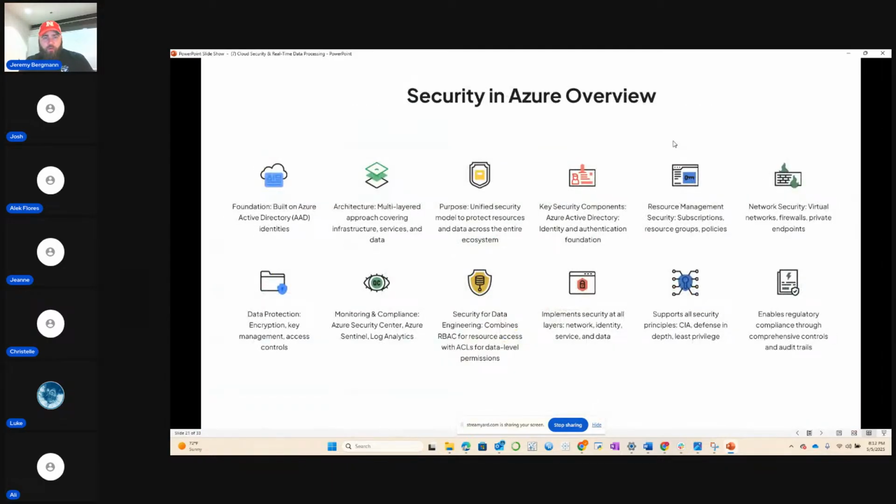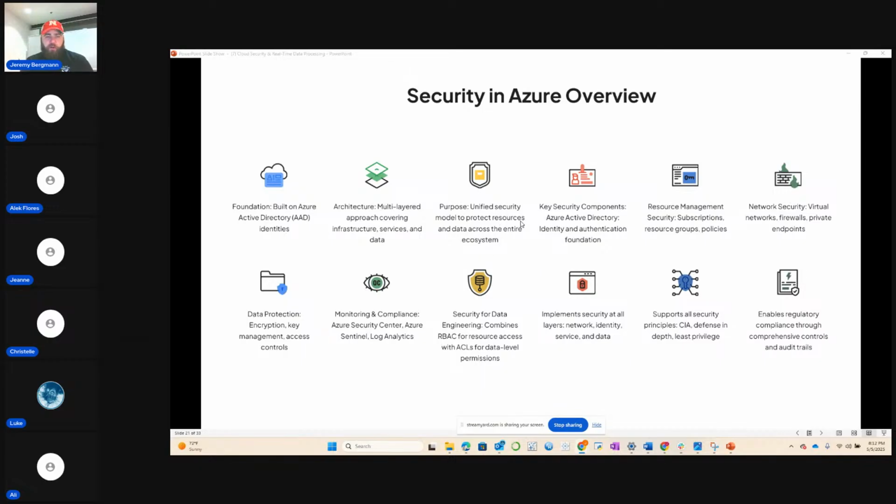Okay. So security in Azure overview. This slide is a little bit out of sorts. That's an overview of the security principles in Azure. So the purpose of Azure security is a unified security model to protect resources and the data across the entire ecosystem.